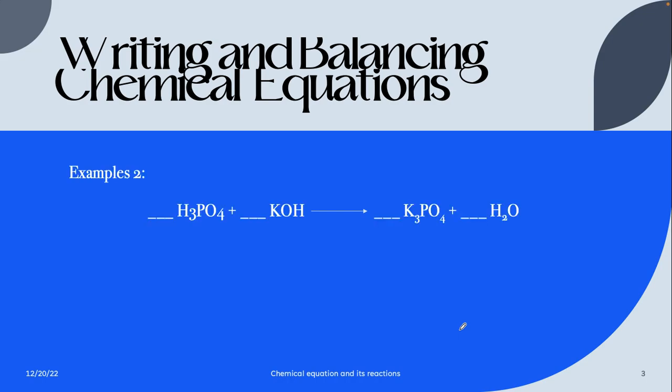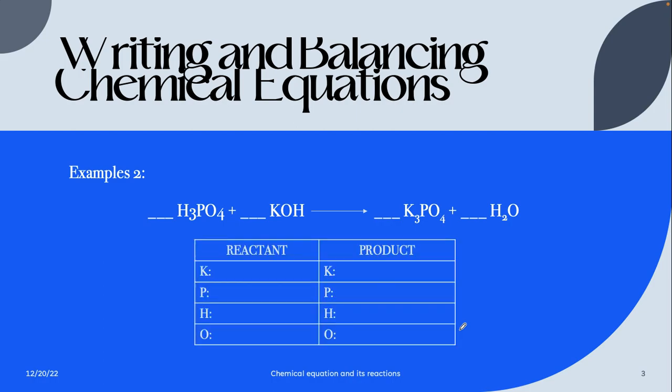This example is phosphoric acid plus potassium hydroxide, which when reacted gives you tripotassium phosphate and water. Because these are compounds, we're going to break them into their respective elements, and put it into table form. As shown below, we have the reactant side: potassium, phosphorus, hydrogen, and oxygen. So now let's place how many of each there are on each side.